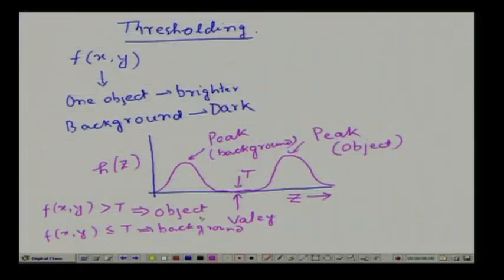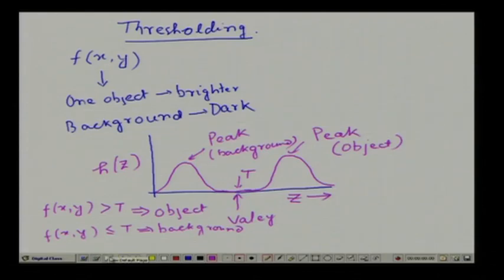So, what we have to do is choose a threshold in the valley region and then check the image. The segmentation is simply testing each and every pixel to check whether its intensity value is less than the threshold or greater than the threshold. If the intensity value is greater than the threshold, then we say that the pixel belongs to an object, whereas if the intensity value is less than or equal to the threshold, we say that the pixel belongs to the background.